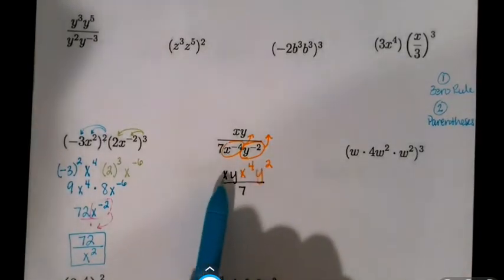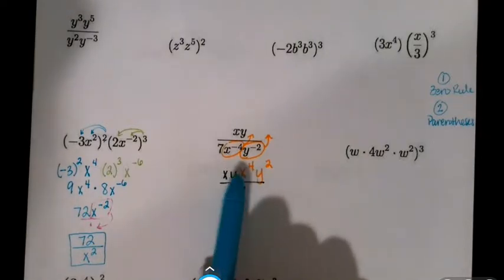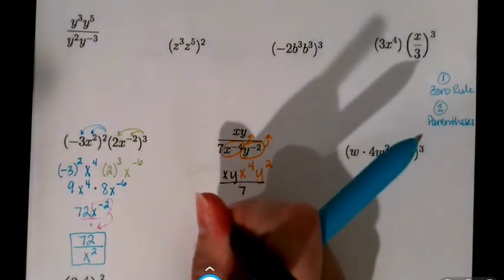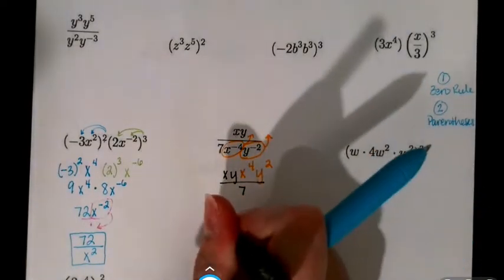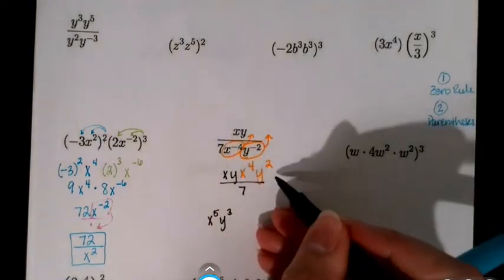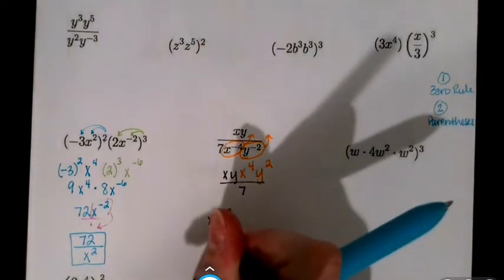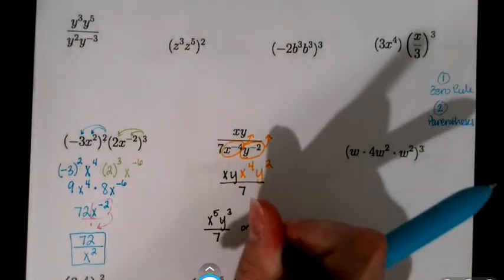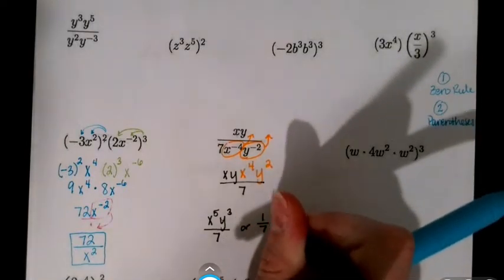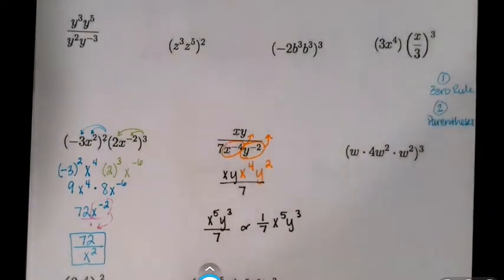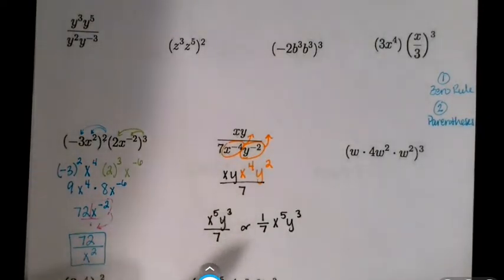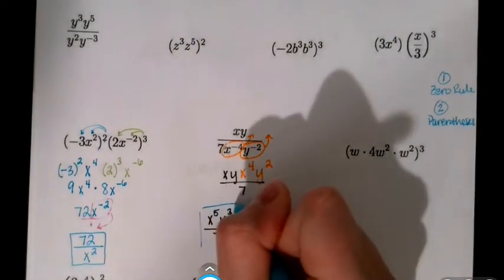Now I can combine my x's and my y's. So this x has an invisible 1 exponent, so when I add my exponents, I would get x to the fifth. And then when I combine my y's, I would get y to the third, because this has an invisible 1 plus 2 gives me 3. And then it is still over 7, and that is as simplified as I can write it, or I can write it as a fraction as 1/7 times x to the fifth, y to the third, because we know that if we are dividing by 7, that's the same as multiplying by the fraction. So either of these would work as your final answer.